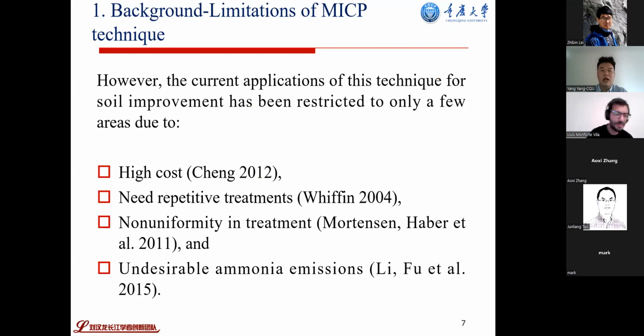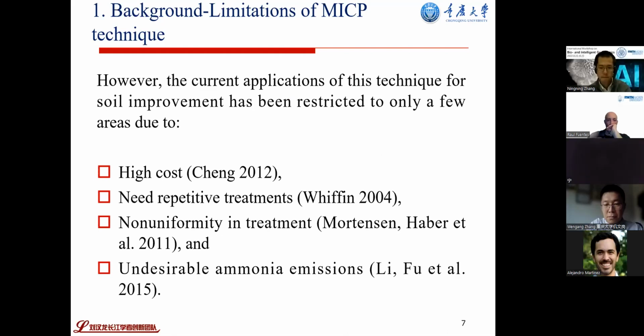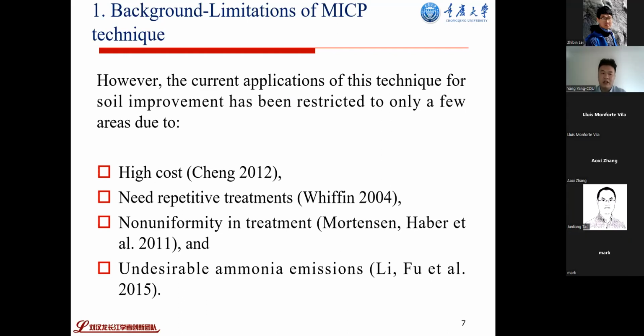Other than those advantages, there are also some limitations of MICP. The first, and the most important one I think, is the high cost, because we need urea and we need the calcium source. Also, we need repetitive treatment to get a satisfactory strength. The third is non-uniformity; it's very hard to treat uniformly. Then we have some new technology, but there are still some obstacles. The last one is maybe the ammonia smell.